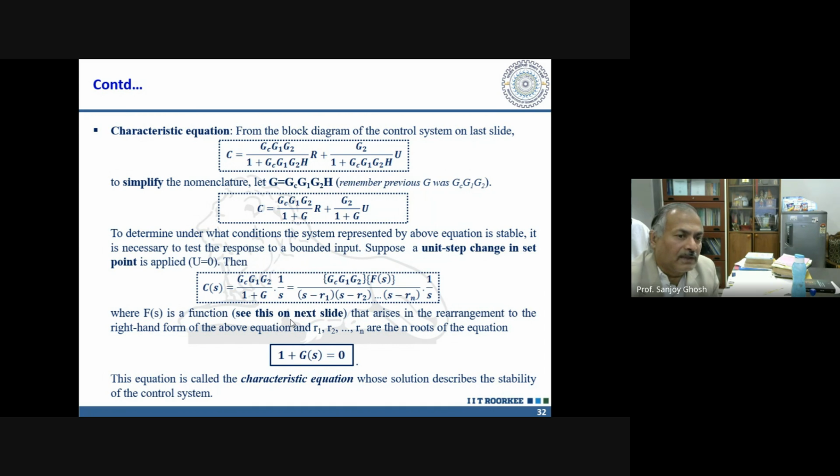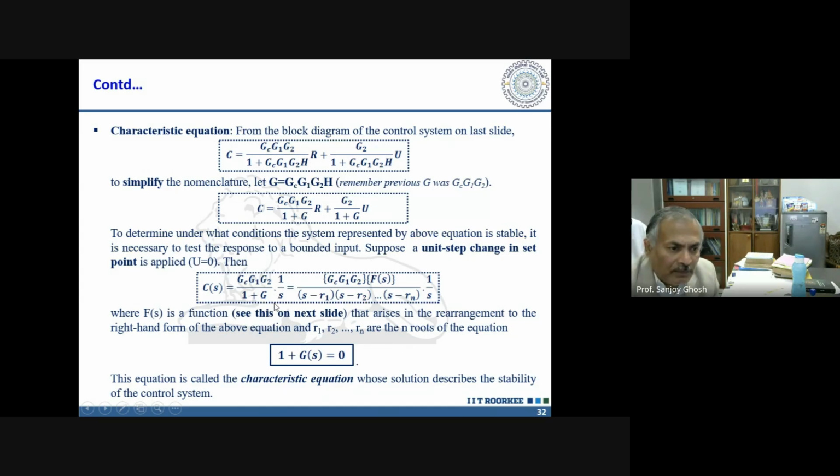Now 5 is considered as a unit. One change will be either 5 or 10 or 15 like this. So 1 unit is 1 by S. Okay, so R is equal to 1 by S. And then U is also a step change. So now U is considered as 0, right? No disturbance is there. Only set point change is there. So no disturbance, that means this part is not there. Only C is equal to this into this.